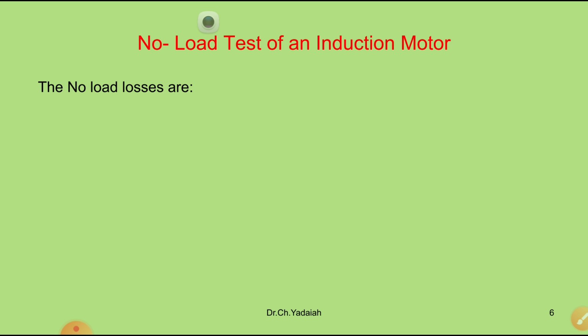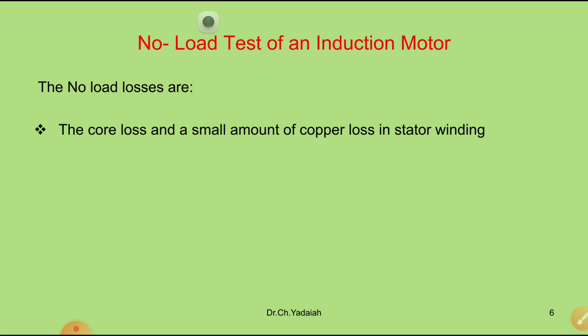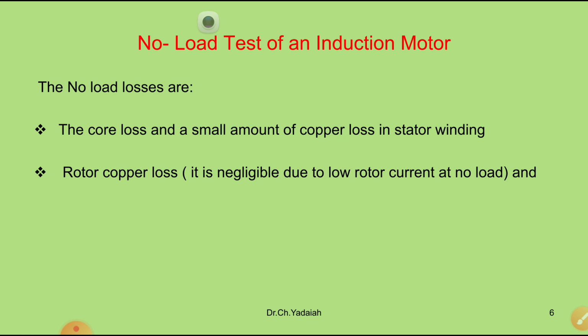Now, what are the no load losses here? One is the core loss and a small amount of copper loss in the stator winding, because initially the no load current is very less, so the I square R losses of the stator are very less, and we are neglecting them. The second one is the rotor copper loss. Here it is also negligible due to the low rotor current at no load condition. And finally, we have the friction and windage losses, that is, the mechanical losses. These are the no load losses.